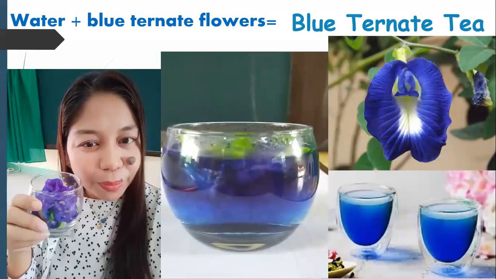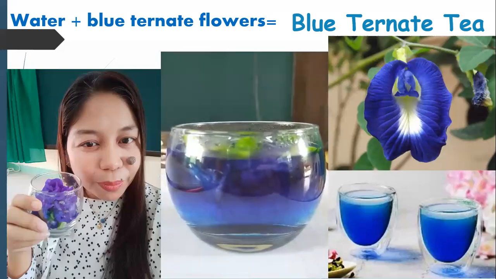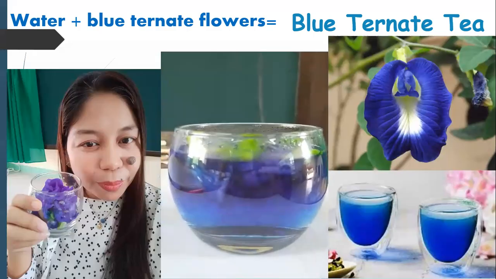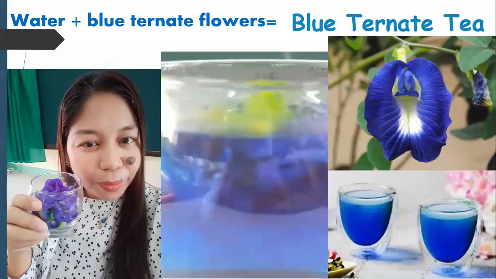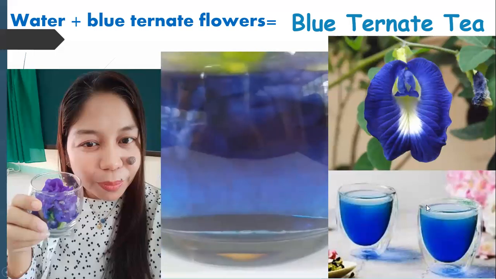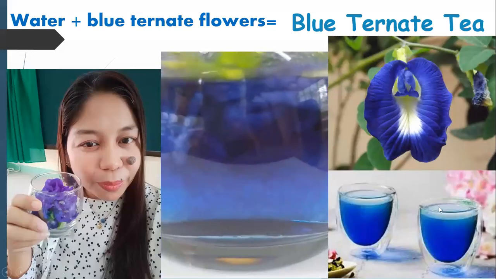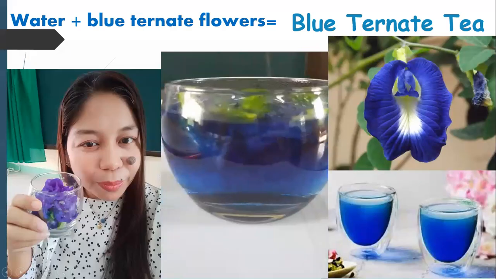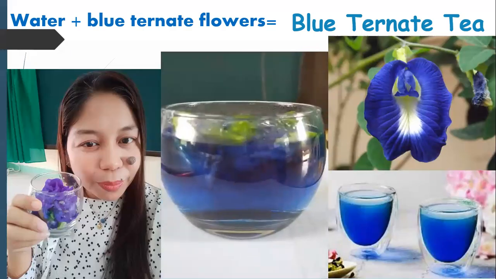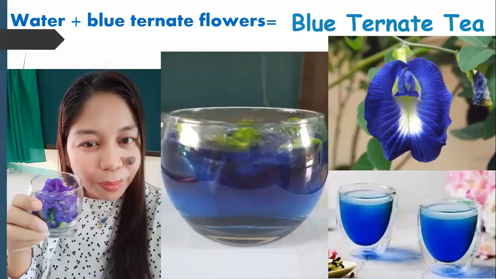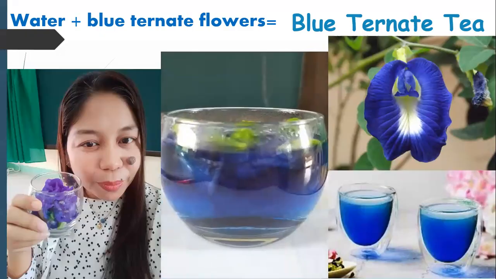After 5 minutes, when the water is completely blue, what I do is that I take out the flowers and eventually I am able to get this one. My blue ternate tea. And this blue ternate tea has become homogeneous. And this homogeneous mixture, this one, in these glasses, this is called a solution.